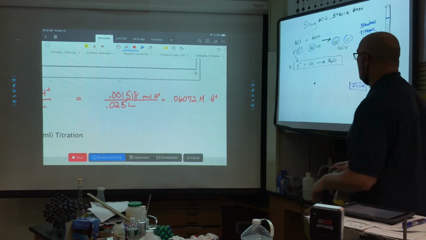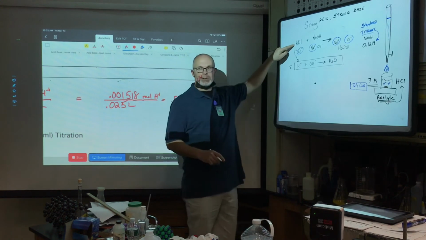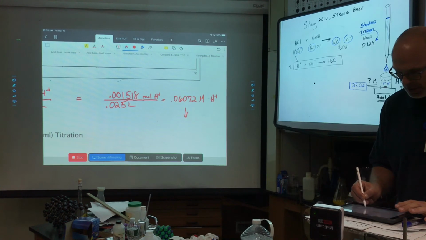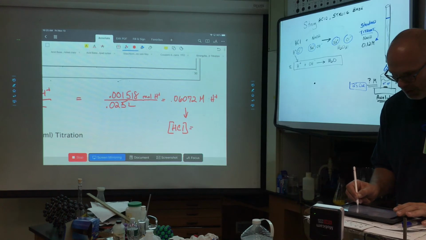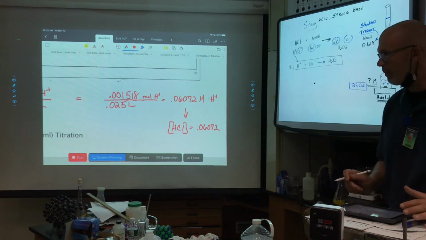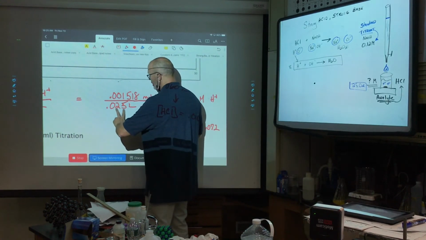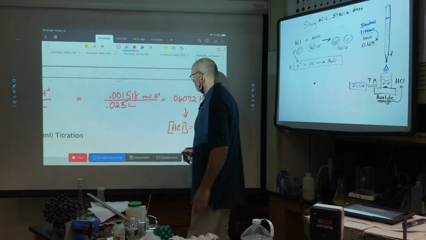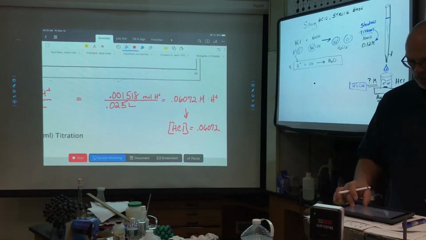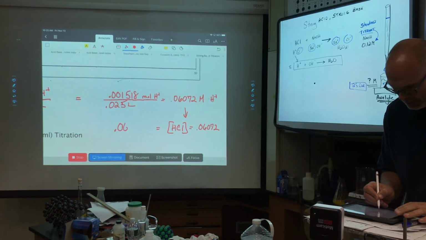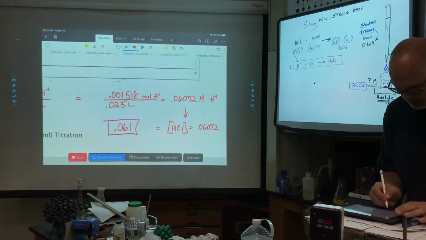Hey, HCl is a strong acid, right? So therefore, that must be the concentration also of my acid. HCl's concentration, or molarity, is equal to 0.06072. Probably has too many sig figs here. This has 2 sig figs, and we'll just stay with 2. So I probably have to round that to, remember, leading zeros never count, 0.061. And that's our answer, I believe, for number 1.